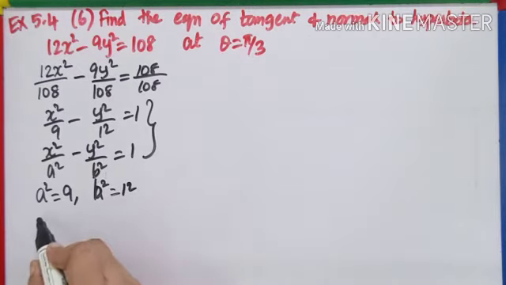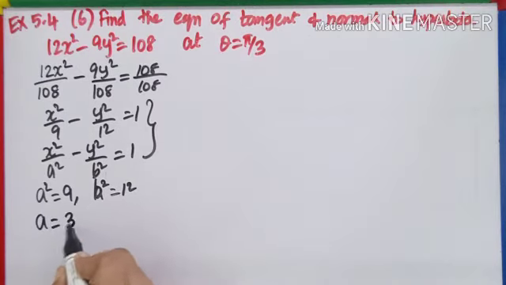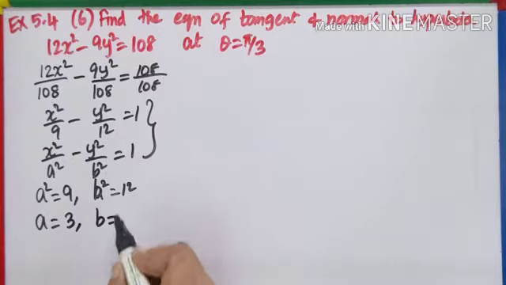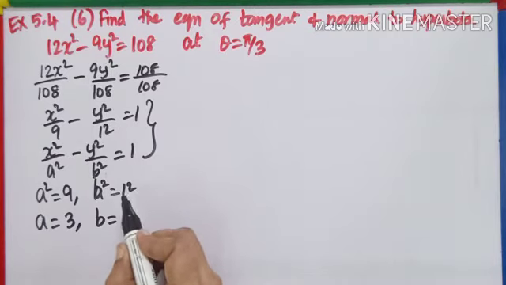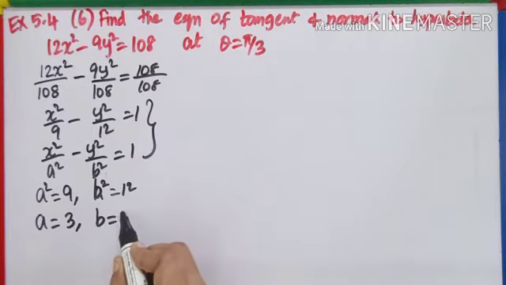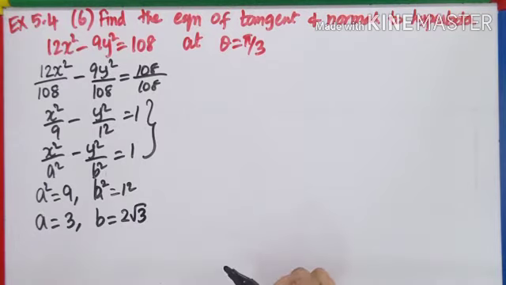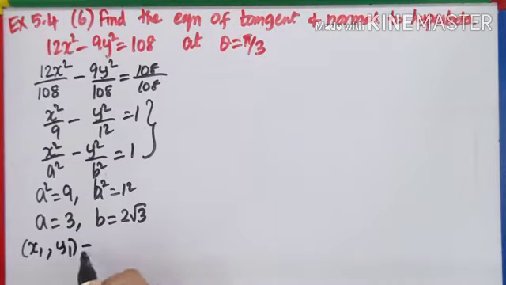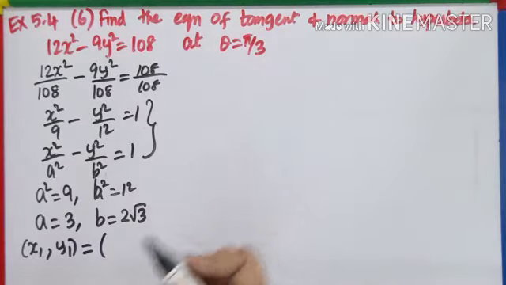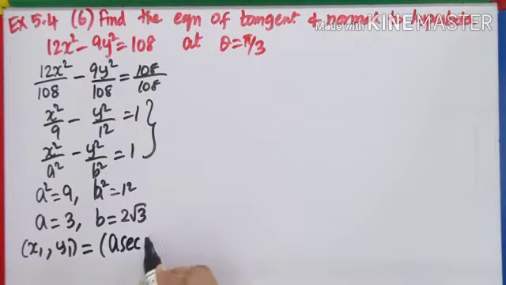Once I know a square and b square, what is a? That is 3. What is b? It is square root of 12. 12 is 4 into 3. That is 2 root 3. Once I know a and b, how to write the point x1 comma y1? The formula for hyperbola is a secant theta comma b tan theta whenever theta is given.